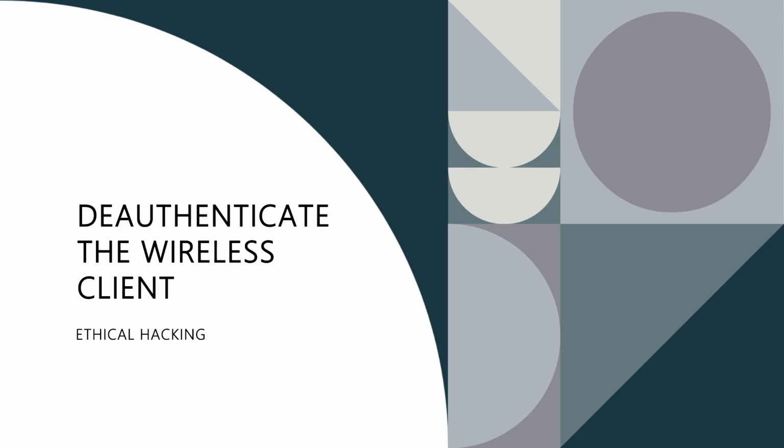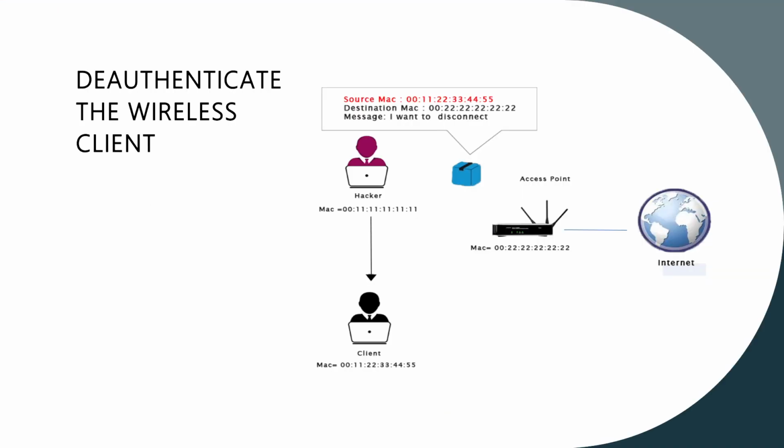So in this video we are going to discuss deauthenticating the wireless client in ethical hacking. Deauthenticating the wireless client is also known as a deauthentication attack. These attacks are very useful. They allow us to disconnect any device from the network, even if that network is not within our range, and even if the network has encryption or uses a key.